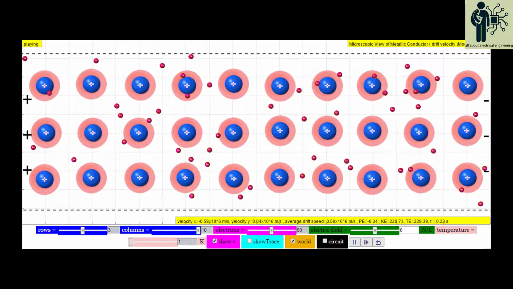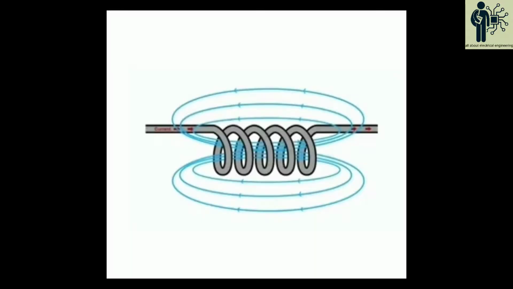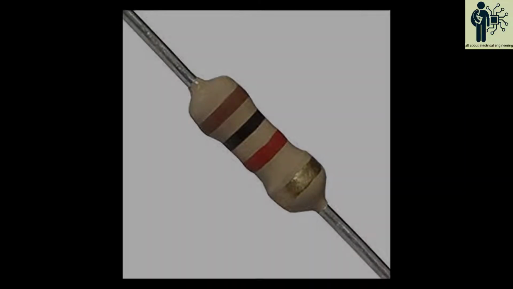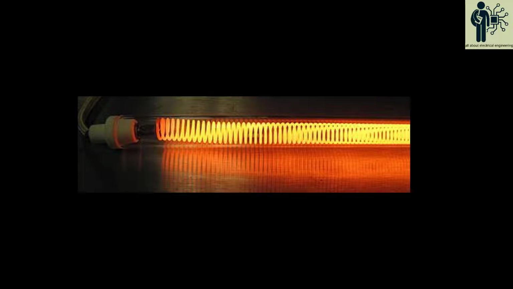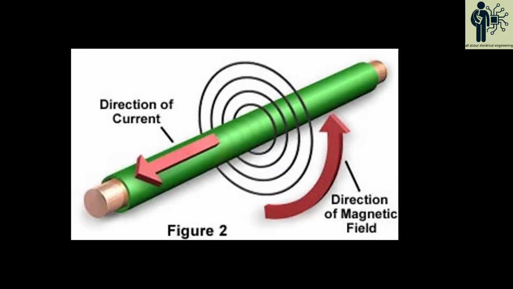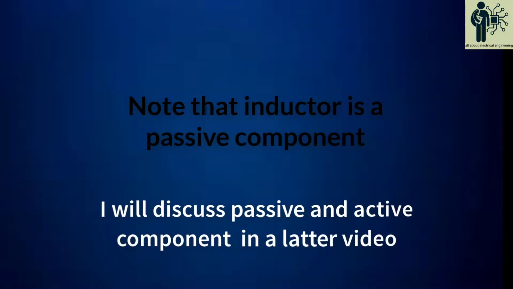Also, an inductor stores the kinetic energy of moving electrons in the form of a magnetic field. This behavior of an inductor is quite different from that of a resistor, which simply dissipates energy in the form of heat. Energy stored in an inductor depends on the amount of current passing through it. Note that an inductor is a passive component. I will discuss passive and active components in a later video.